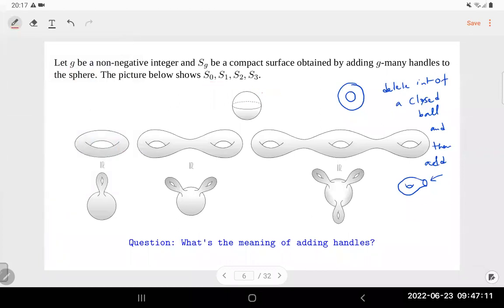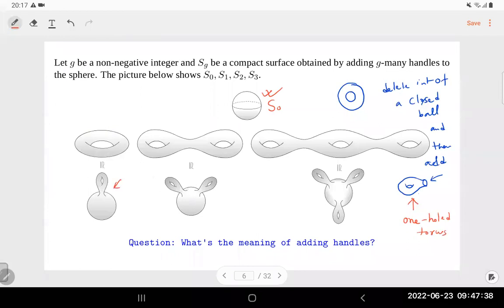So here is the sphere with no handles, which means S_0. Here I considered exactly one handle. So I delete the interior of a closed ball, then I add one handle. So a handle means a one-hole torus. Okay, so I add a one-hole torus here.